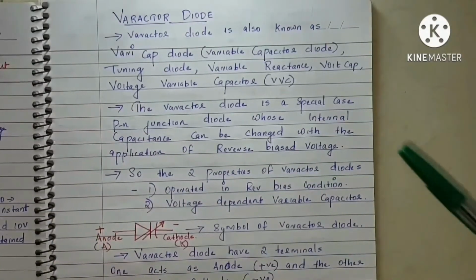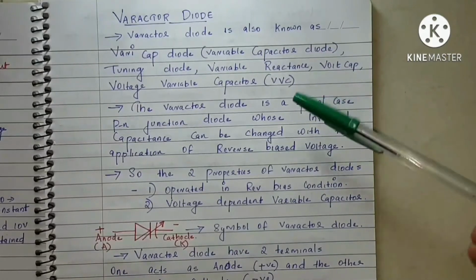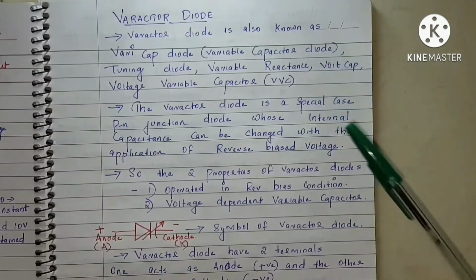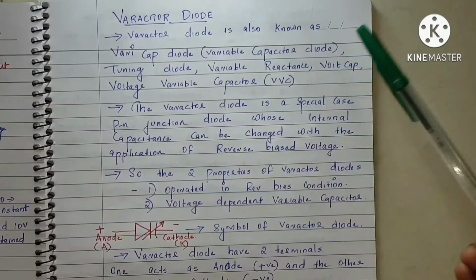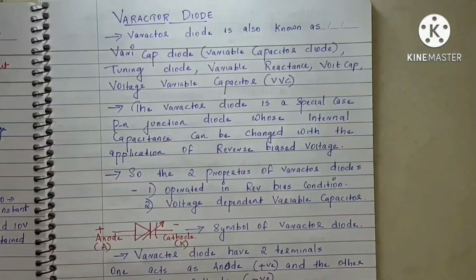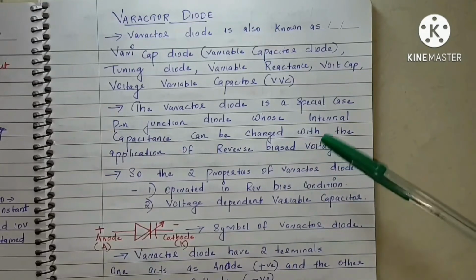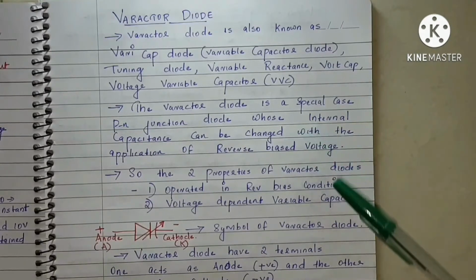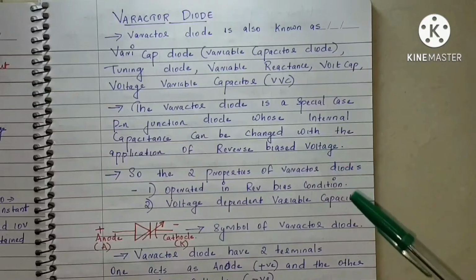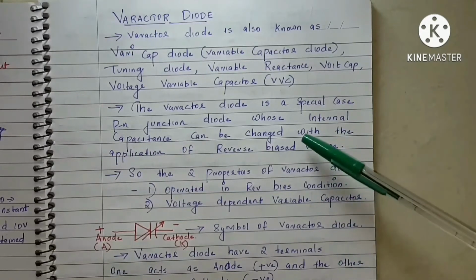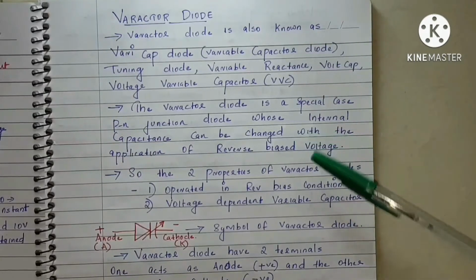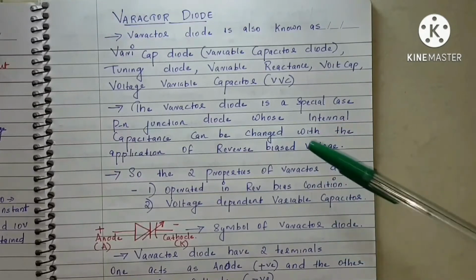Varactor diode. Varactor diode is also known as varicap diode, that is variable capacitor diode, and it is also known as tuning diode or variable reactance or volt cap or voltage variable capacitor, that is VVC. Definition of varactor diode is, it is a special case of PN junction diode whose internal capacitance can be changed with the application of reverse bias voltage. That is why it is also known as variable capacitor diode, because the capacitance can be changed with the application of reverse bias voltage.